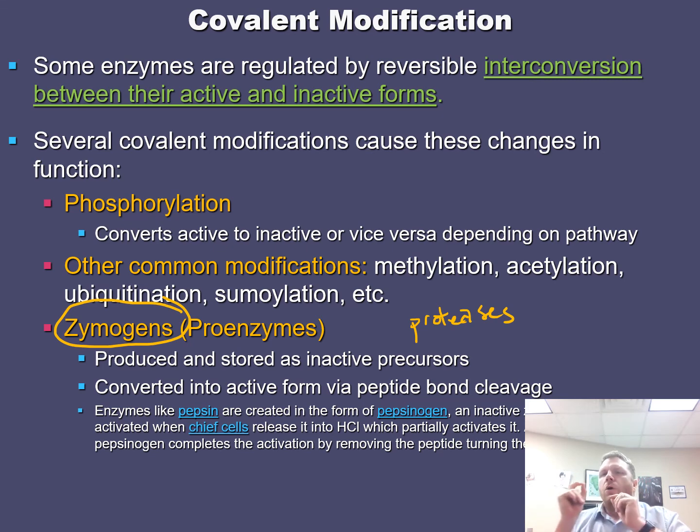A zymogen is like the glow stick. It can float around and everyone sees, oh yeah, there's a glow stick, but it's not doing anything. When you crack it, the difference here is that the zymogen has to be broken in half. A covalent bond, a peptide bond, has to be broken in order for that enzyme to actually be functional. So whenever you crack it, and in this case we're breaking it in two, then it is actually functional.